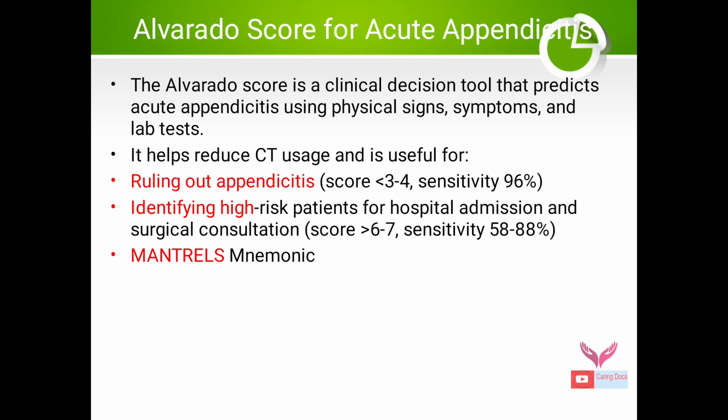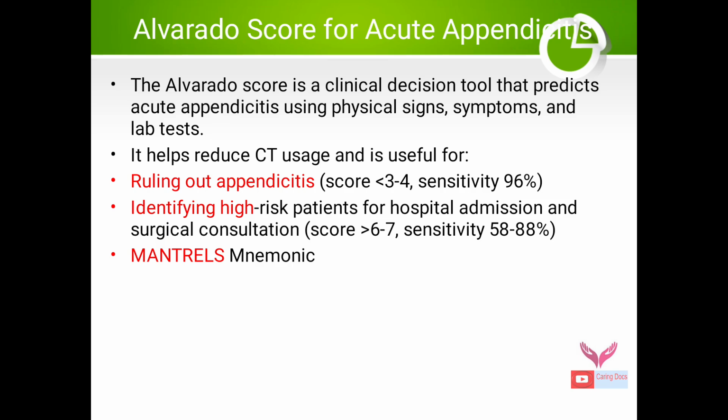So it is very useful for ruling out appendicitis, especially when the score is less than 3 or 4, as its sensitivity is 96% at that time. It also helps in identifying high risk patients who will require hospital admission and further surgical intervention if their score is more than 6 or 7 or more. And then the sensitivity of this test increases to 58 to 80%.